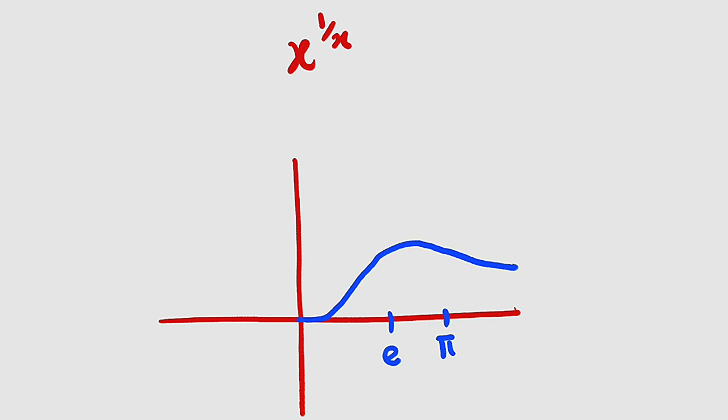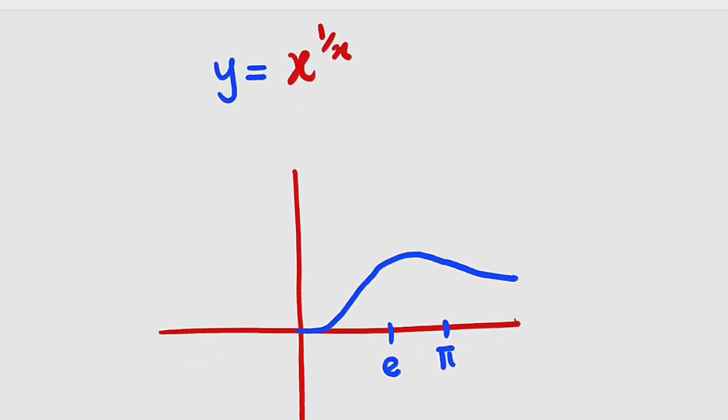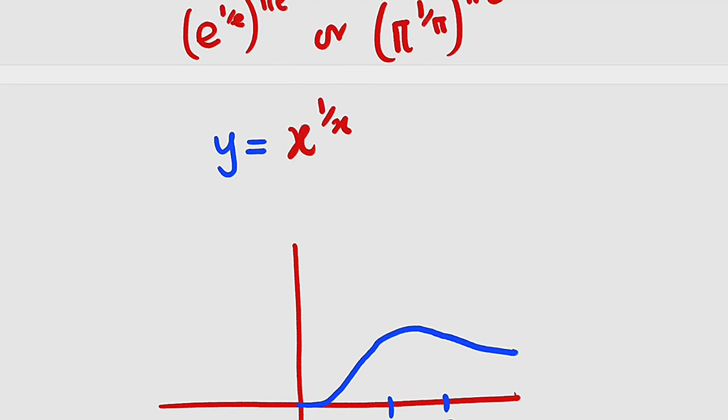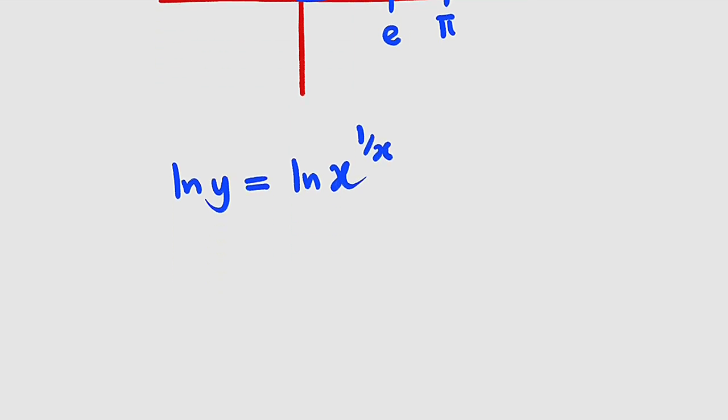So let's assume we have this function to be y equal to this. If y is equal to x raised to the power of 1 divided by x, we can take natural log of both sides. We have natural log of y to the left, and this is equal to the natural log of x raised to the power of 1 divided by x. Apply one of the laws of logarithm, this power can drop down to multiply. So we have natural log of y to the left. This is equal to 1 divided by x multiplied by the natural log of x.